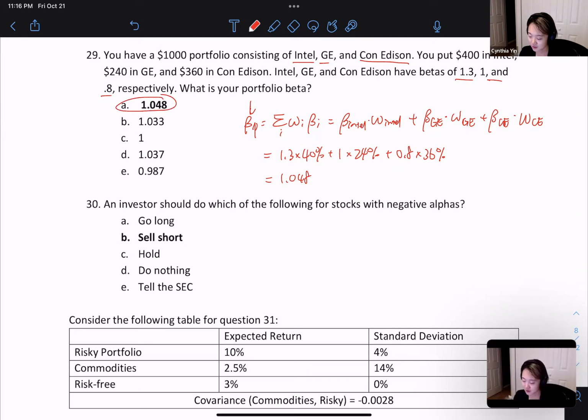But did you see? GE has a beta of 1. It means that according to CAPM, it should have exactly the same return as the market portfolio because it has exactly the same systematic risk level as the market portfolio. And the first one, Intel, has a higher systematic risk than the market portfolio because it has beta greater than 1. And Con Edison has a systematic risk lower than 1, meaning it's less risky than the market portfolio.